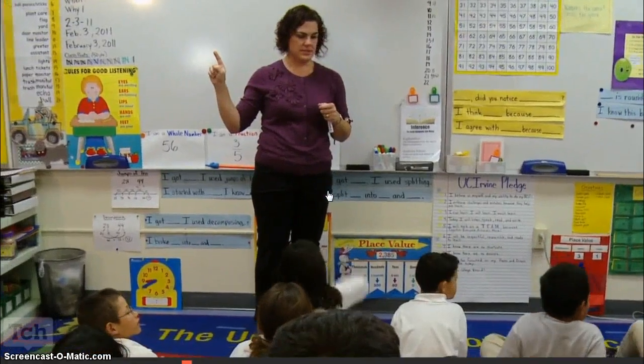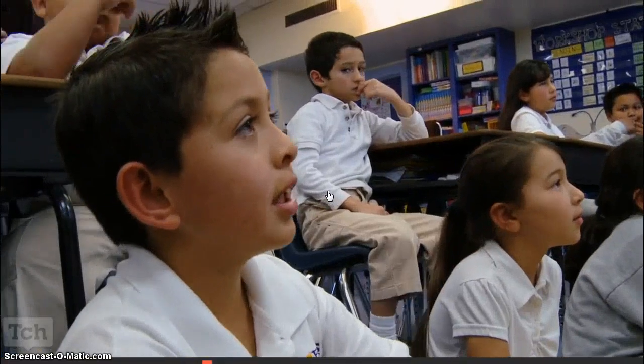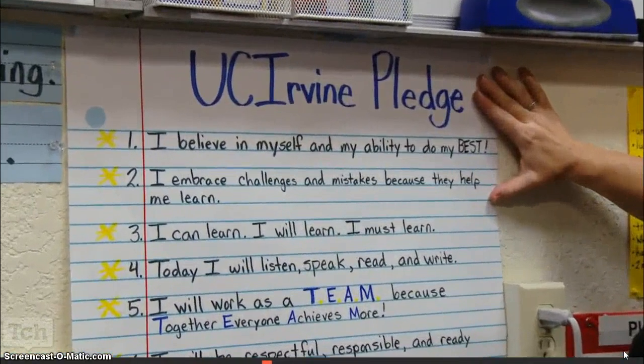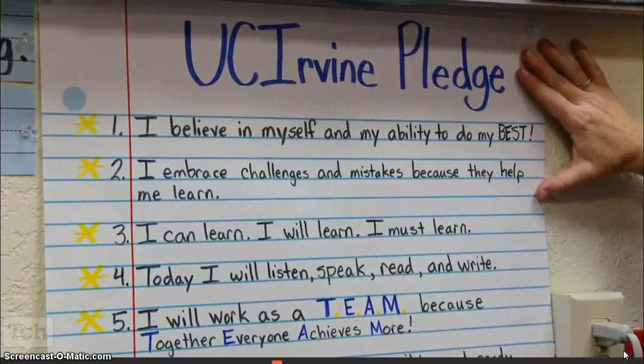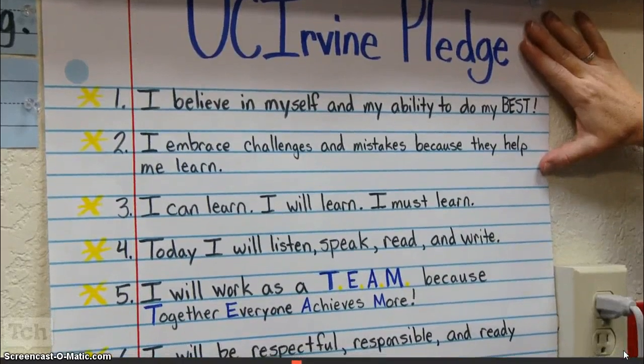So I'd like to share something. I have a really serious conversation with my students at the beginning of the year about their ownership in our classroom culture and how each of them is responsible for maintaining our learning environment. I believe in myself and my ability to do my best. We've written a classroom pledge together. I can learn, I will learn. Establishing our hopes and dreams and goals for the year that we then use as a measure for our behavior throughout the rest of the year.